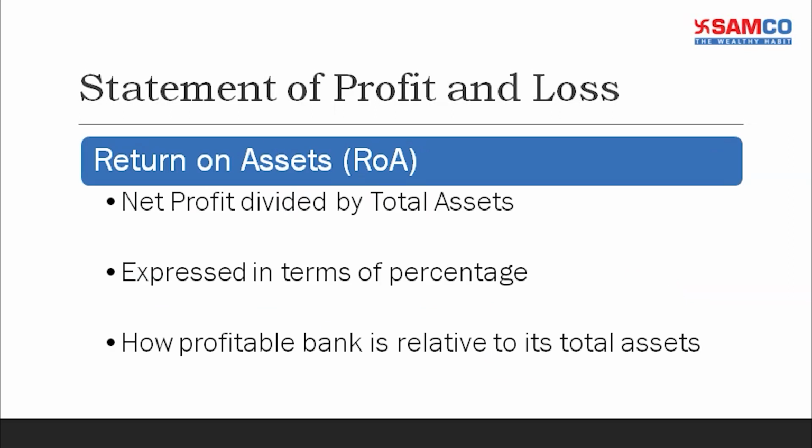Coming on to return on asset, it is expressed in terms of percentage. Return on asset indicates how profitable a bank is relative to its total assets. It also suggests how efficiently it is using its assets to generate earnings. Now this is simply calculated by dividing net profit by total assets. Now moving on to balance sheet.